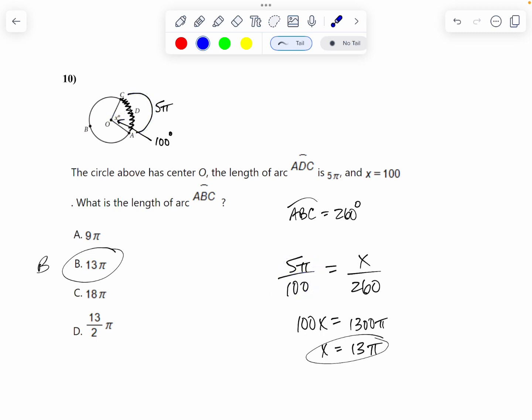And I don't know what the other arc length is, but I do know that the degree is 260 degrees. So you just cross multiply, get 100x, and when we cross this way, we get 1300 pi. And yeah, you can cancel the zeros on each side, and we just get x equals 13 pi.